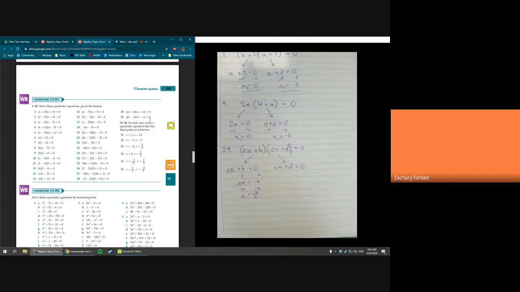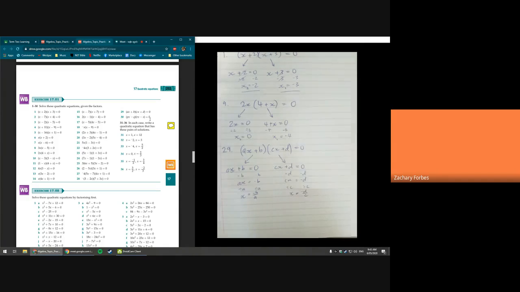Okay. And on this side, we have plus d, so we're going to minus d on both sides. So we get cx equals negative d. And then we need to get rid of that c, so we're going to divide by c, x equals negative d over c.